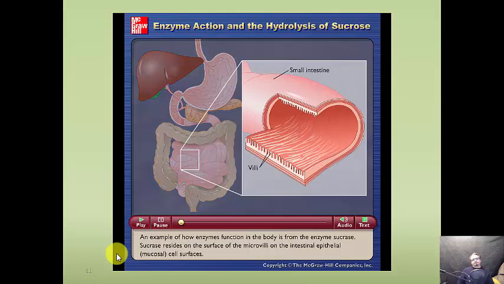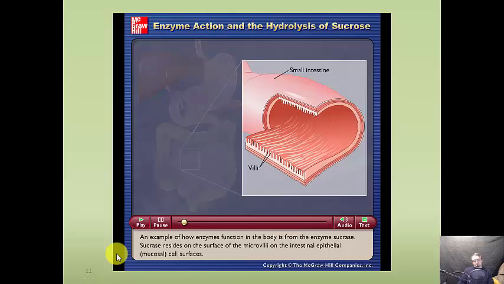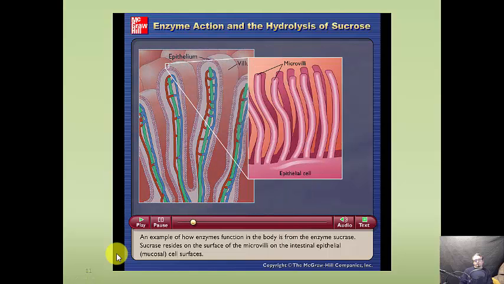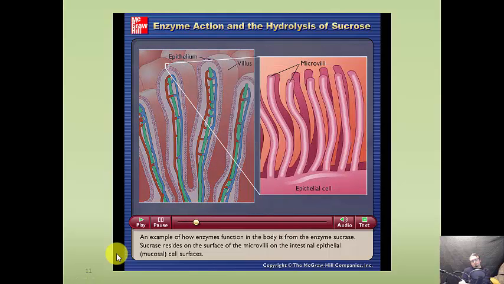An example of how enzymes function in the body is from the enzyme sucrase. Sucrase resides on the surface of the microvilli on the intestinal epithelial mucosal cell surfaces.